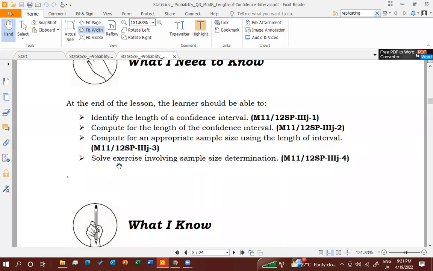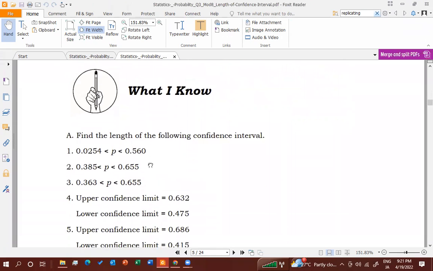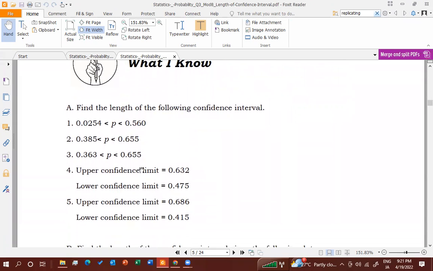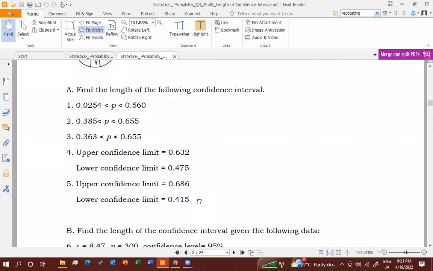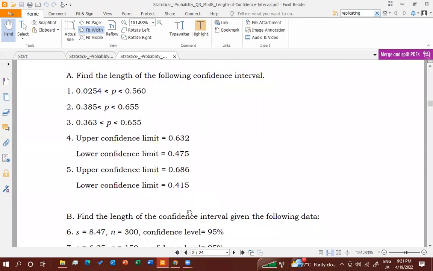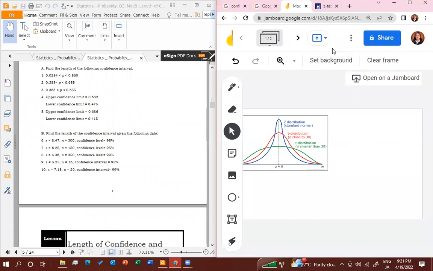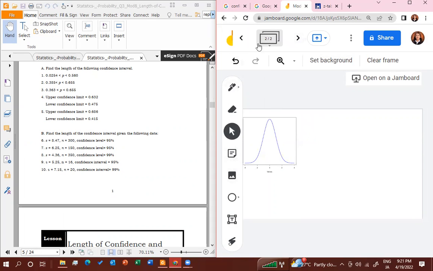First, let's cover the first part, "What I Know." We are asked to find the length of the following confidence interval. But first, what exactly is a confidence interval? I'm pretty sure you already covered this in your statistics subject back in junior high school, but let me give a quick recap on what a confidence interval is.